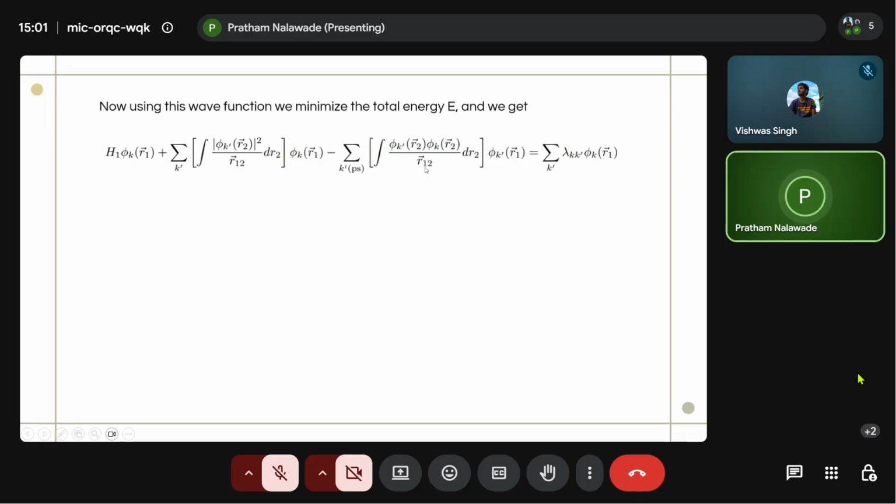Where do we choose parallel or antiparallel? It comes from the derivation itself. As you solve it, it naturally comes out in the mathematics. Only the parallel one will survive. So this summation will only apply if k prime and k have parallel spins.